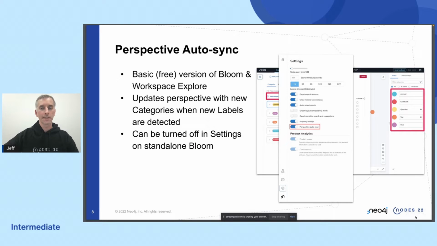So perspective autosync, I'll explain a little bit here. Sorry, I had some animations, but found out that they wouldn't work in the presentation. So I'll try to talk you through the slides a little bit. But we have a concept called perspectives in Bloom. And if you have many different types of nodes, different types of node labels, then you can create a perspective that is just a specific view of the graph.